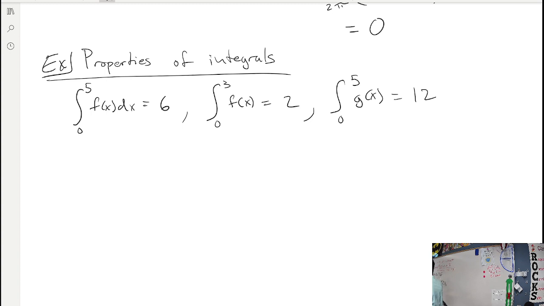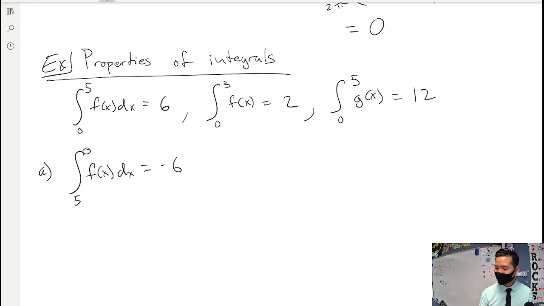The area underneath the f function from 0 to 5 is 6. The area underneath the f function from 0 to 3 is equal to 2. So they'll ask you something along the lines of, can you tell me what's the integral from 5 to 0 of f of x dx? That's going to be negative 6, because the direction got switched. That one's not that bad. You understand that that is a property.